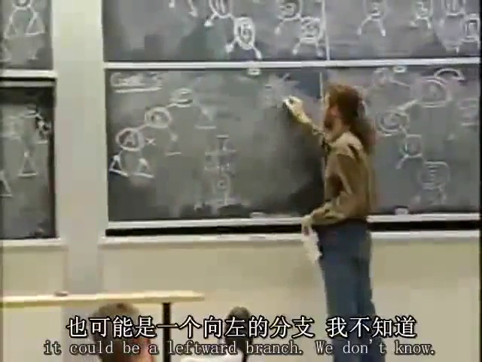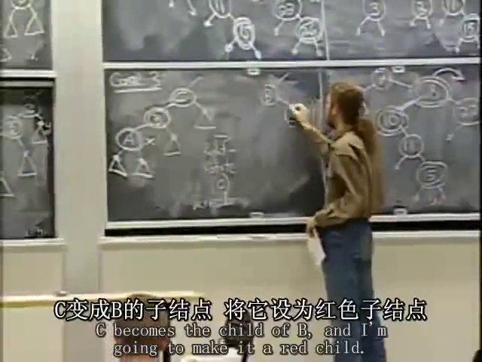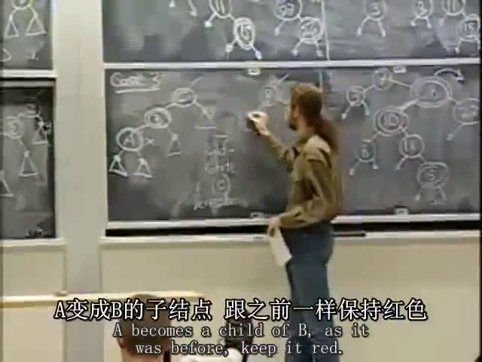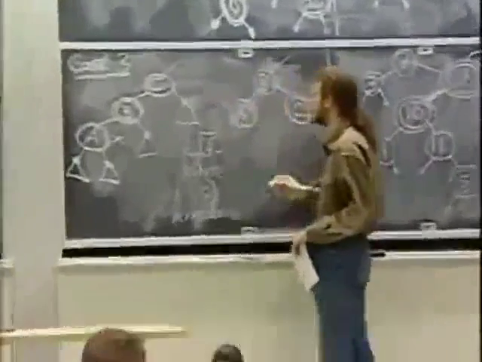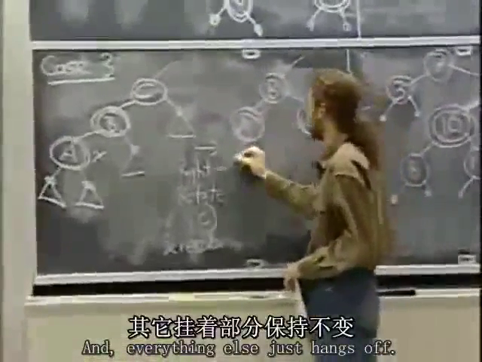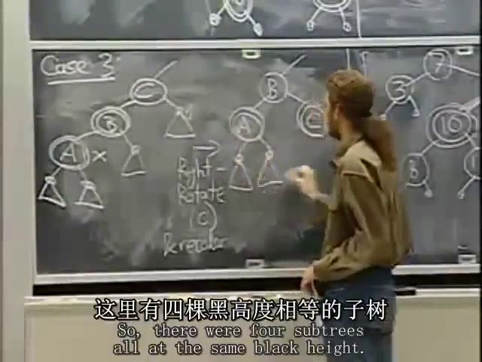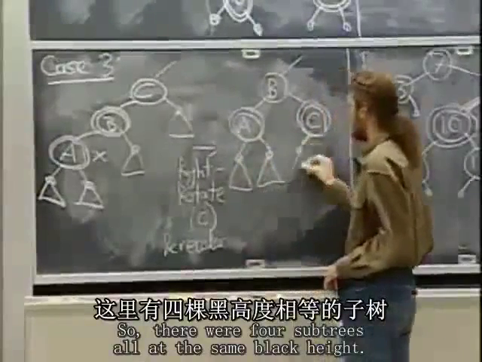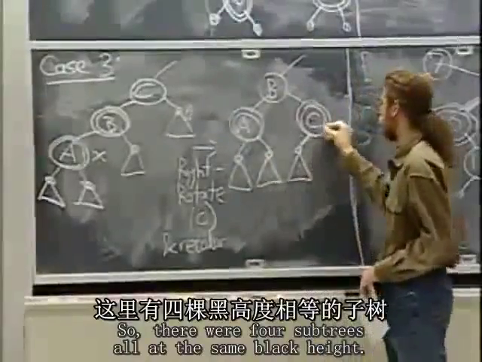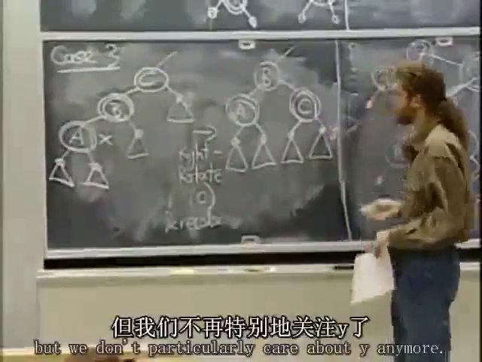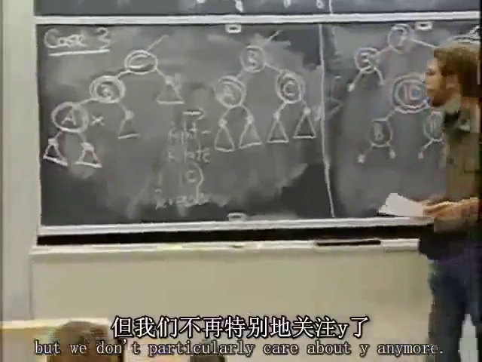We don't know. C becomes the child of B, and I'm going to make it a red child. A becomes a child of B as it was before. Keep it red. And everything else just hangs off. So there were 4 subtrees, all with the same black height. And in particular, this last one had Y, but we don't particularly care about Y anymore.